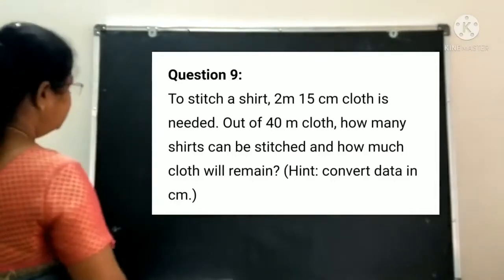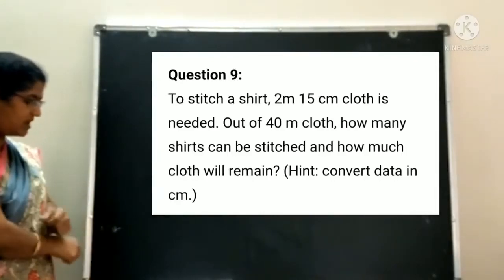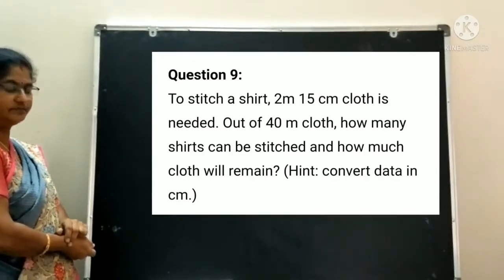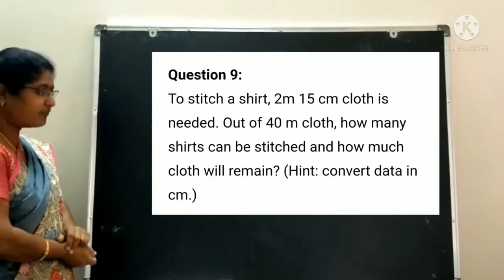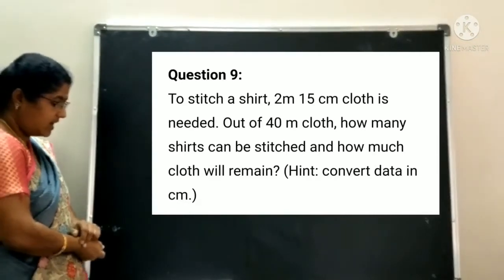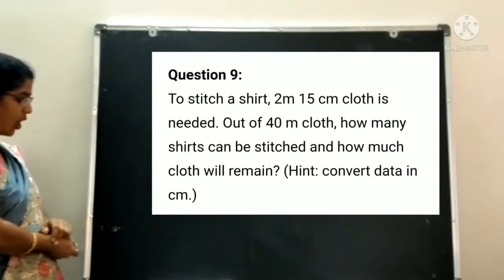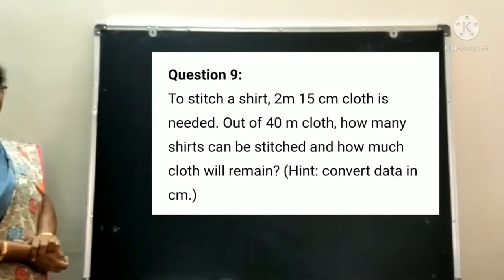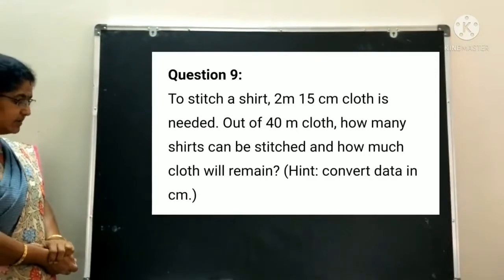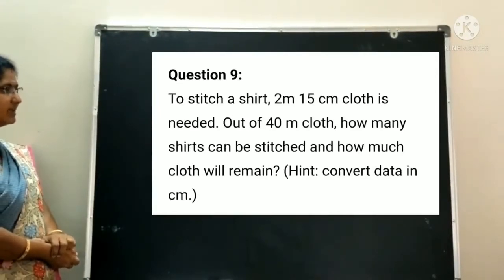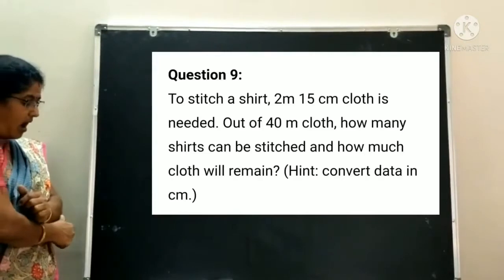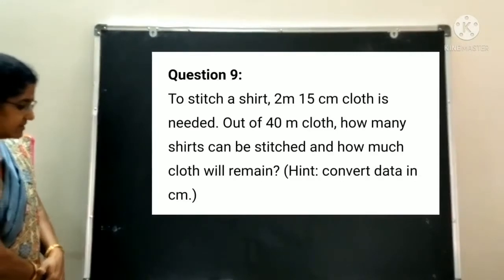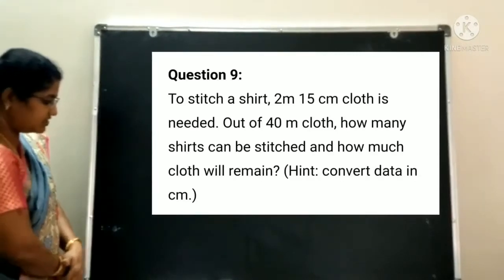Question 9. See this? Let's read the question. To stitch a shirt, 2 meter 15 centimeter of cloth is needed. Out of 40 meter cloth, how many shirts can be stitched and how much cloth will remain? Once again I read. To stitch a shirt, 2 meter 15 centimeter cloth is needed. Out of 40 meter cloth, how many shirts can be stitched and how much cloth will remain?